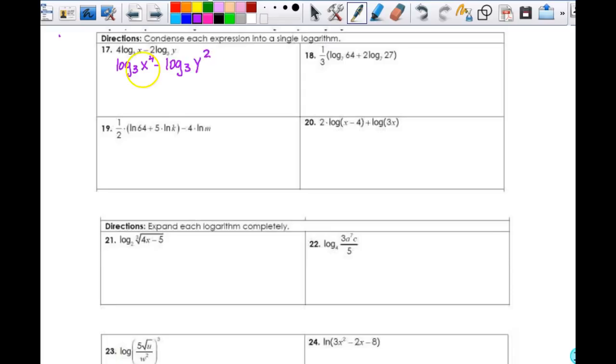So when I'm subtracting two logs with the same base, then I can change that to a single log that's division. This is not the change of base. This is a single log. So log base 3 of x to the 4th divided by y squared. And that is my single log.